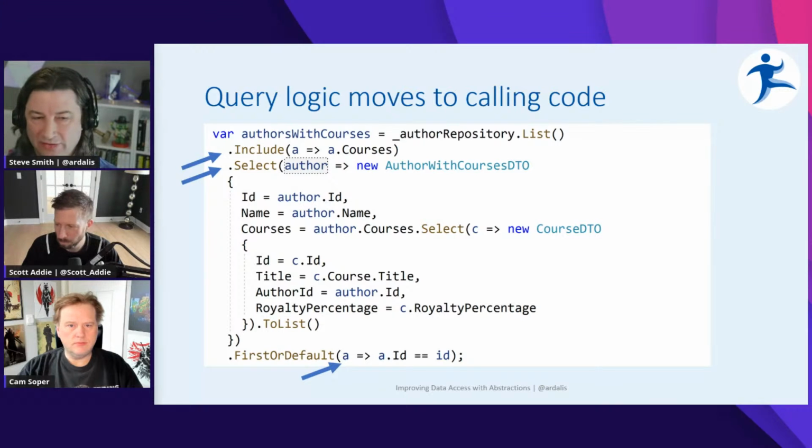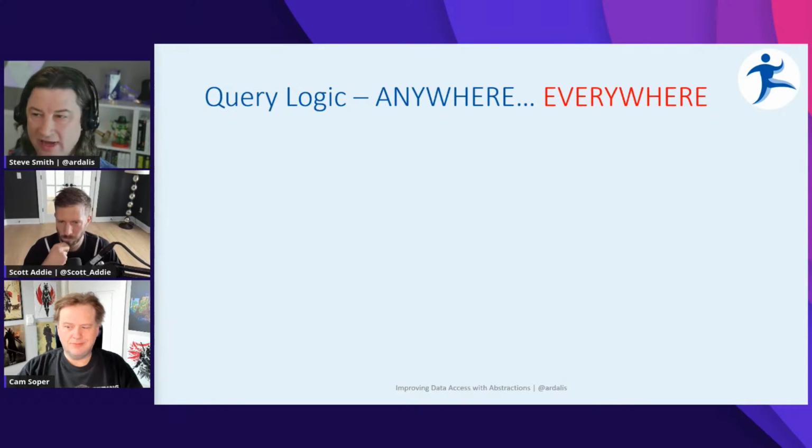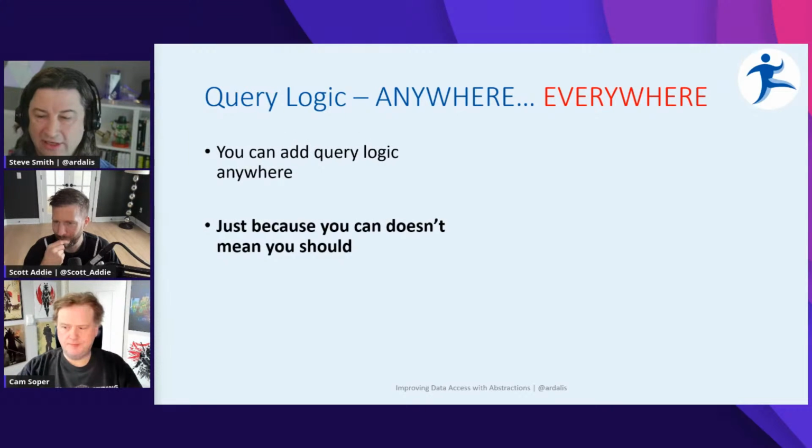Now, the problem with this is that we've gone from having the logic of how we're going to query embedded inside of our implementation of our abstraction inside the repository. We've pulled it back out and we've pushed it to the UI layer again. So now there's query logic in the UI. There might be query logic in some service at the business layer. There might be query logic in the controller. There might be query logic in our views or other places, right? It could go anywhere with IQueryable.